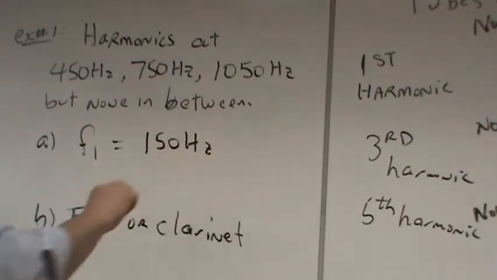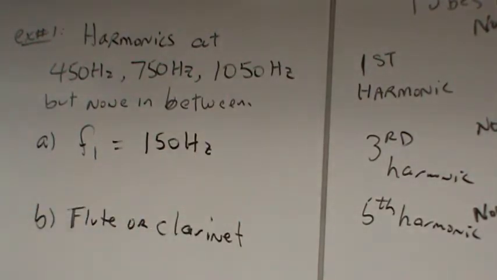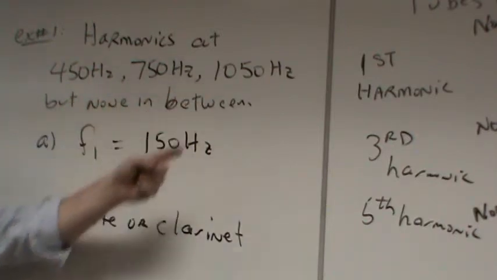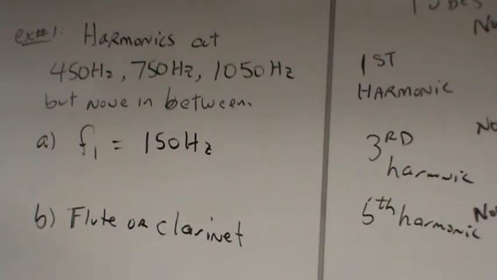DeAndre, how did you know? Well, 150 times 3 is 450. 150 times 5 is 750. 150 times 7 is 1050. Beautiful. Someone else who got 150, how did you know? Yeah, Cole. I did 450 divided by 3, got 150. Beautiful. And then did you notice that all these other guys were multiples of 150? Great. Speaking as a math teacher, did anyone just get the greatest common factor of those 3 numbers?